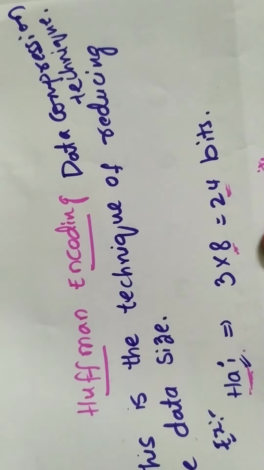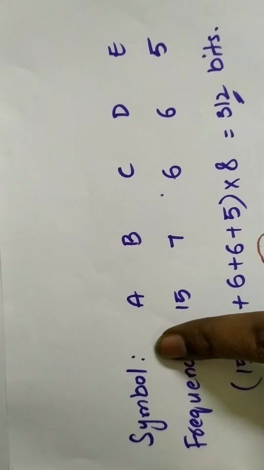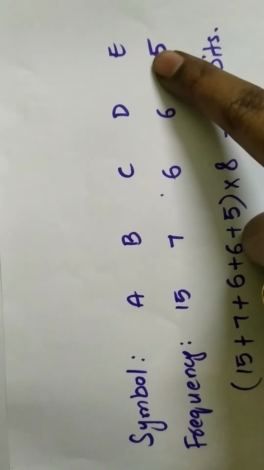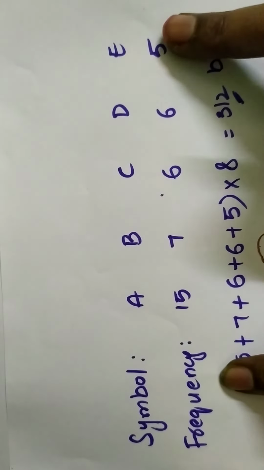Let's take an example. So this is the example. Here symbol and frequency values are given. The symbols are A, B, C, D, E, and the frequency values are 15, 7, 6, 5.